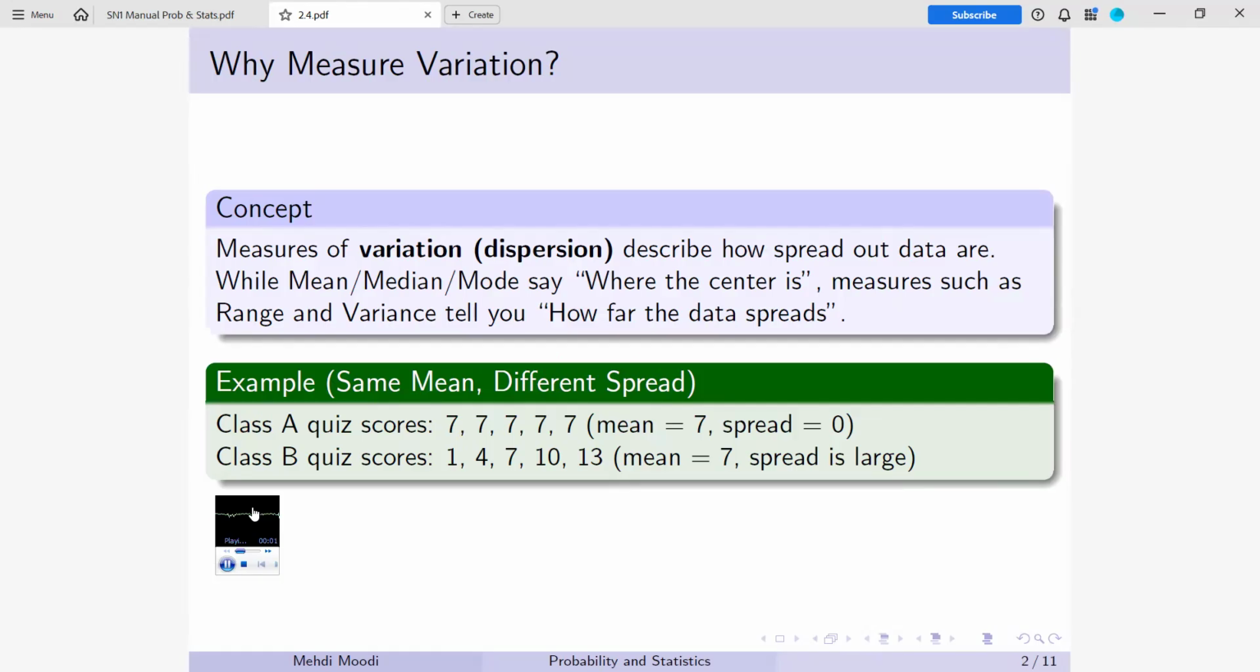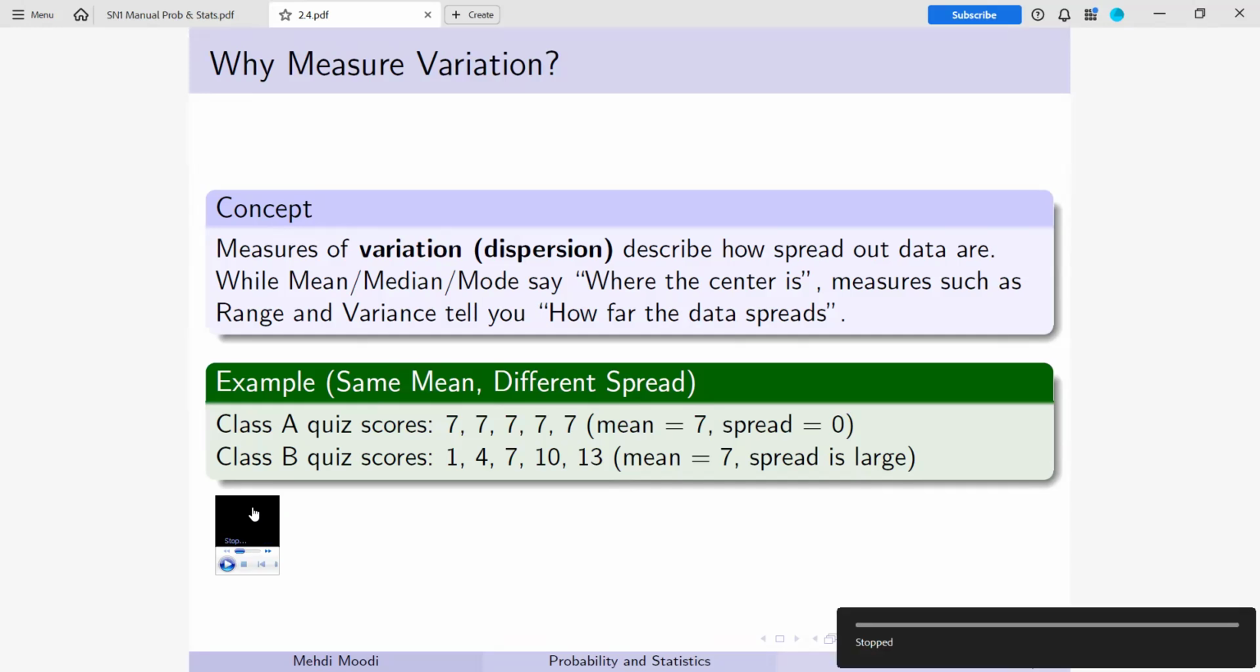Today we measure how chaotic your data is. Think of it as quantifying the distance between the data points in a meaningful way. Here's an extreme example showing mean alone is not enough. Both classes average 7, but one is zen, absolutely no variation, and the other is a roller coaster. Measures of variation tell you which group is screaming.